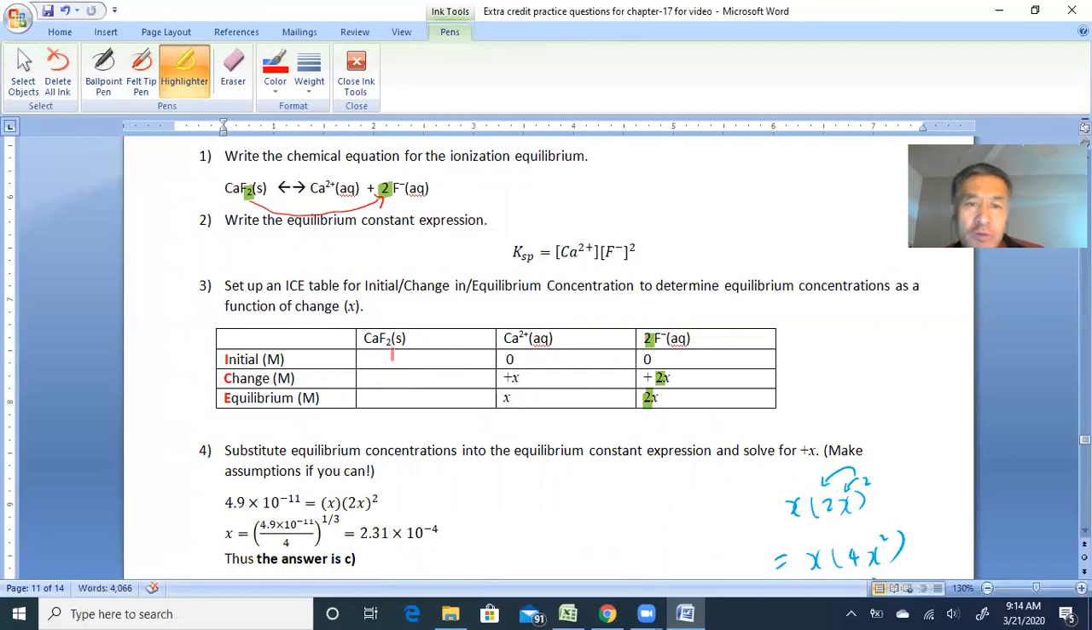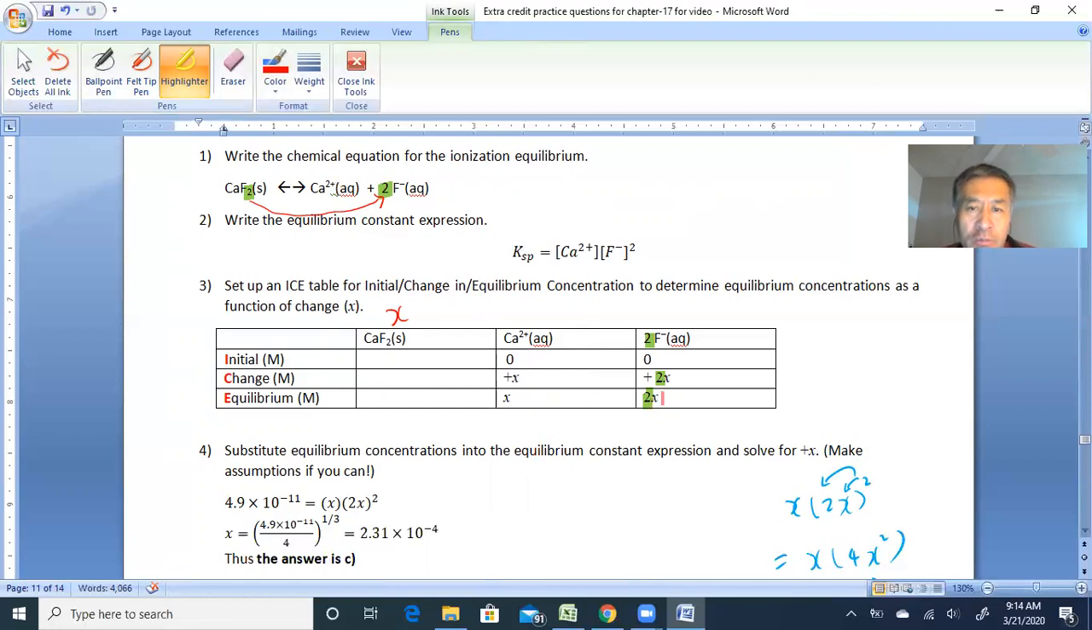So again, solubility refers to how many moles per liter of this salt dissolve. So if you have X amount of this salt dissolve, then from this equation, if X molar dissolves, you will see the 1-to-1 ratio for this one. So therefore, you will have plus X for the Ca2 plus, but plus 2X for the F1 negative. So therefore, once you know the initial and the change, you sum them together, you get the equilibrium.